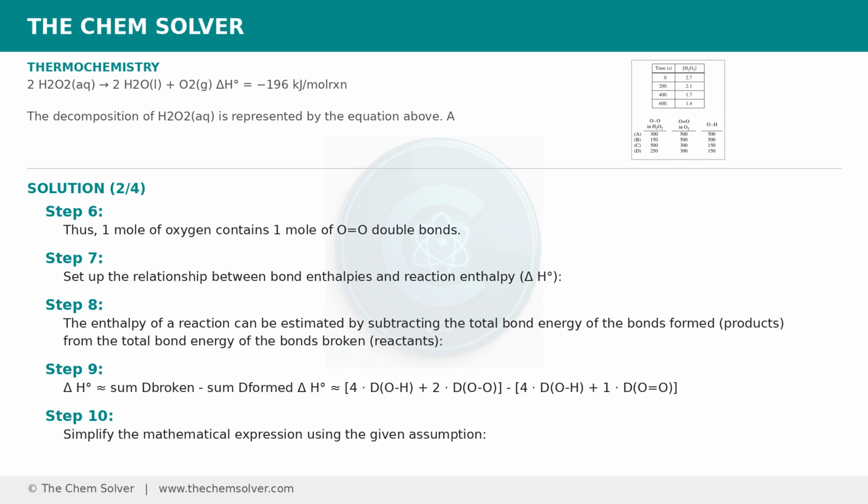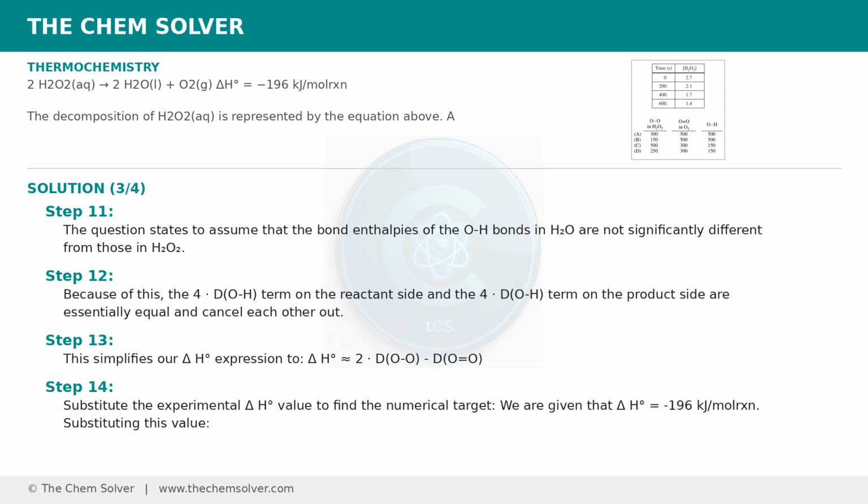Simplify the mathematical expression using the given assumption. The question states to assume that the bond enthalpies of the OH bonds in H2O are not significantly different from those in H2O2. Because of this, the 4 times D(OH) term on the reactant side and the 4 times D(OH) term on the product side are essentially equal and cancel each other out. This simplifies our delta H degrees expression to delta H degrees approximately equals 2 times D(OO) minus D(O=O).